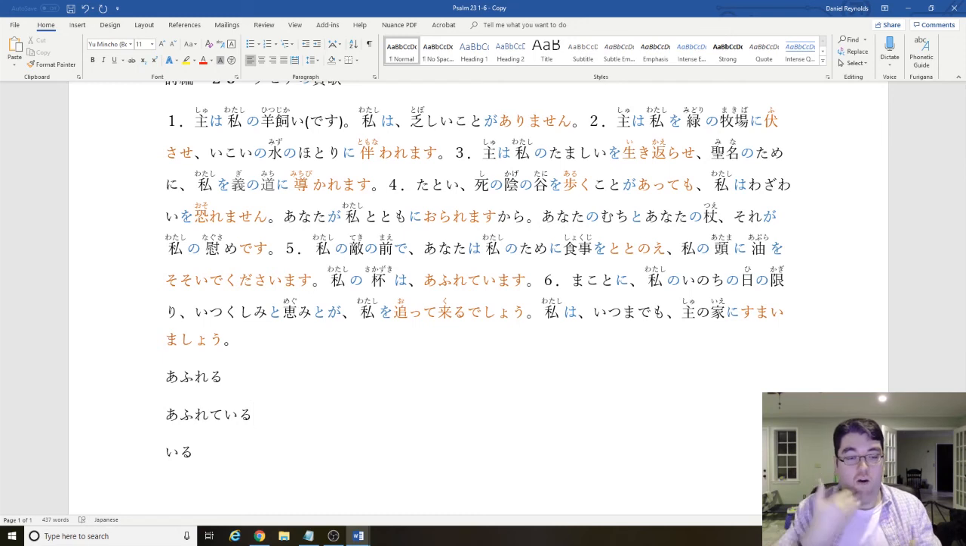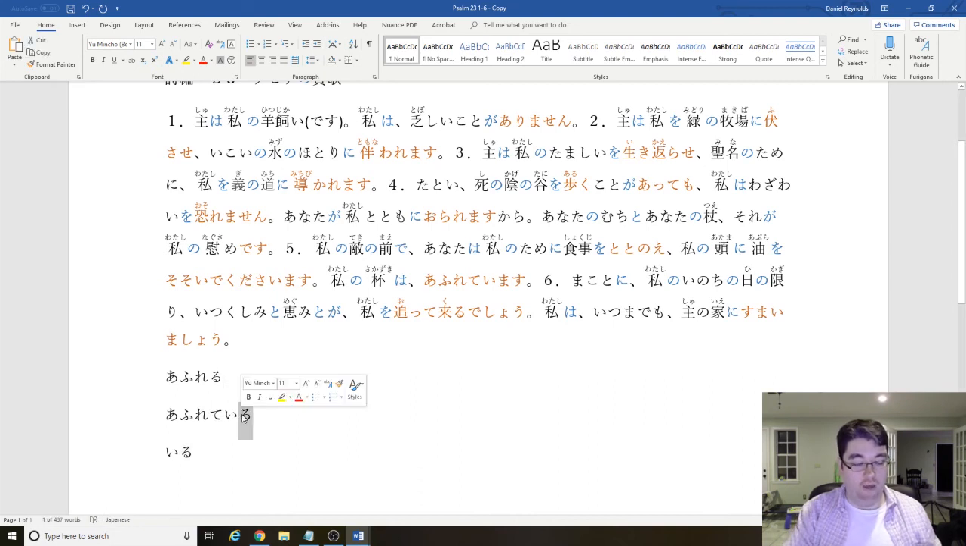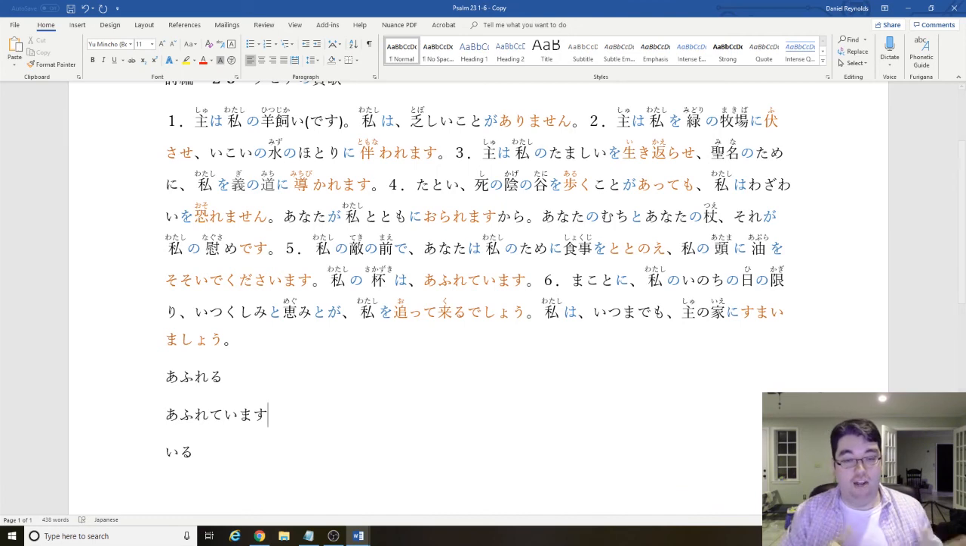It's showing that right this second, something's happening. It means my cup is overflowing right now, this second, not any other time. Right now, my cup's overflowing. So ahurete imasu again. Excuse me, I didn't make this very clear. The iru is conjugated to be imasu. The mas form of iru is imasu. So ahurete imasu means overflowing right now. Okay, so let's go on.